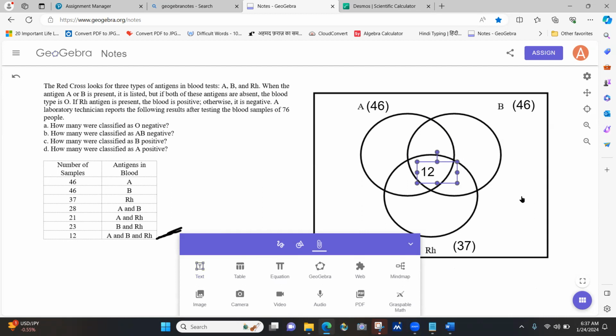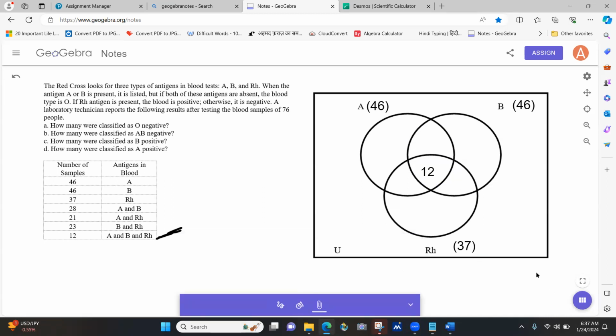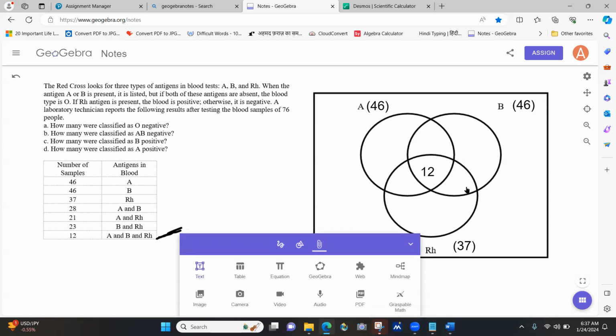That's important because A plus B plus RH is 12. Now, B and RH means this football here should be 23. This is 12, so this has to be 11, in order for that football shared between B and RH to be 23. I'll try not to do the math incorrectly. That's going to be a disaster.